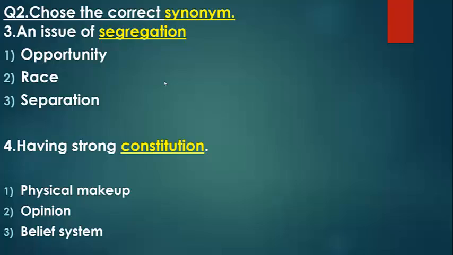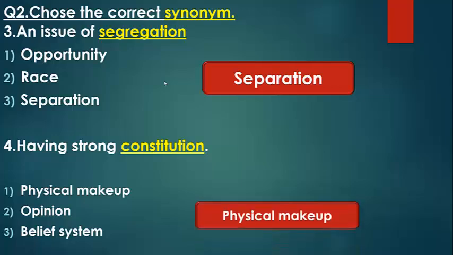Choose the correct synonym again. An issue of segregation is opportunity, race, separation. For sure, separation. Number 4, having strong constitution: physical makeup, opinion, belief system. For sure, it means physical makeup.